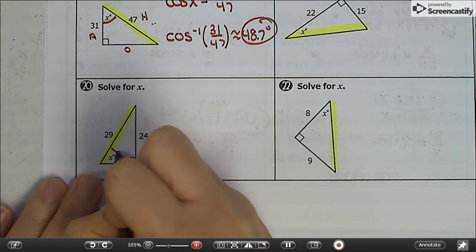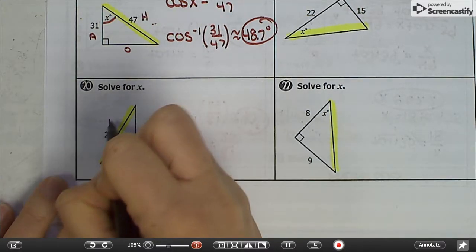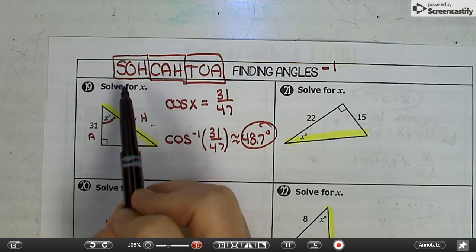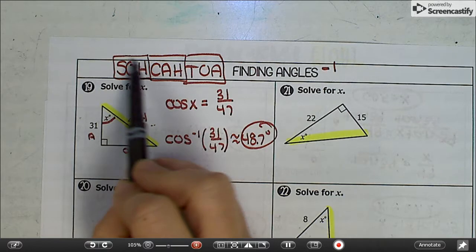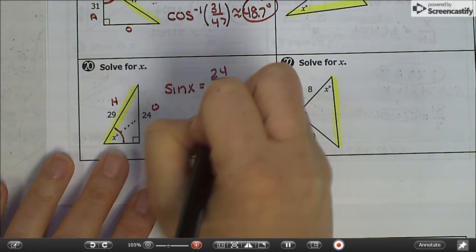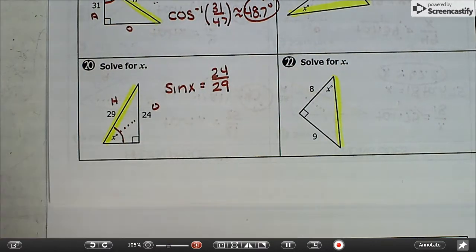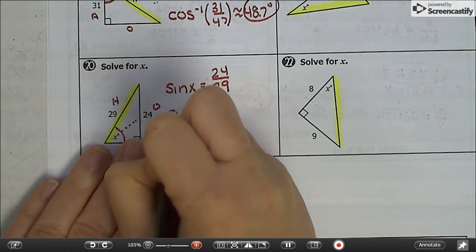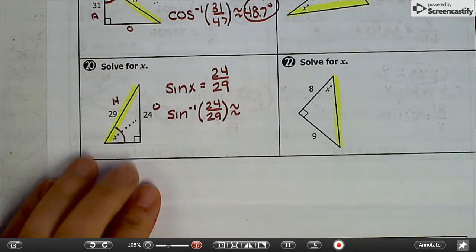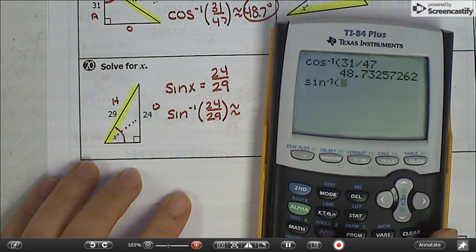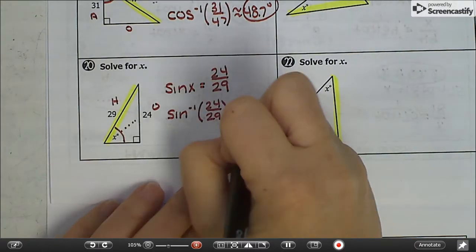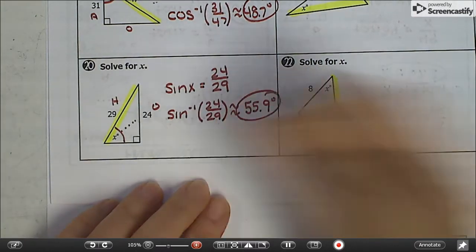Right, here's the angle. We have the opposite side and the hypotenuse; the adjacent side is blank. So if we look up here, opposite and hypotenuse is in sine. So we're going to use sine. Sine x equals 24 over 29. All right, go ahead and finish that and check with mine. 55.9 degrees.